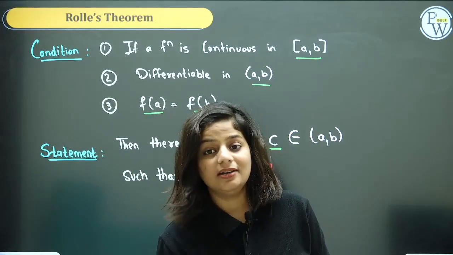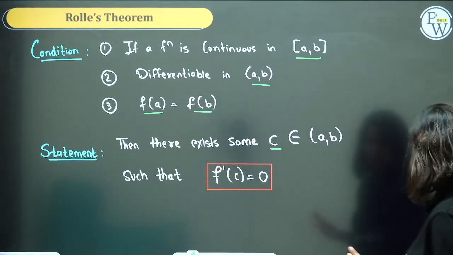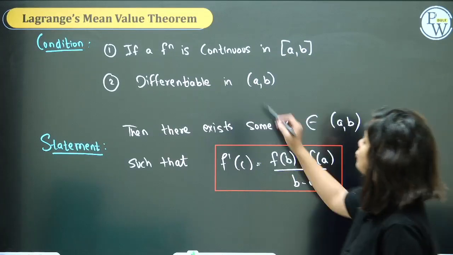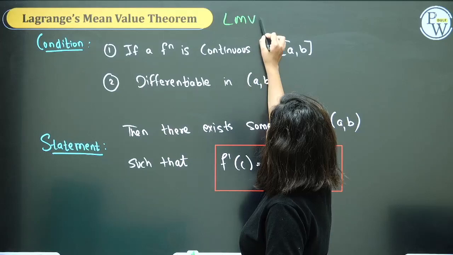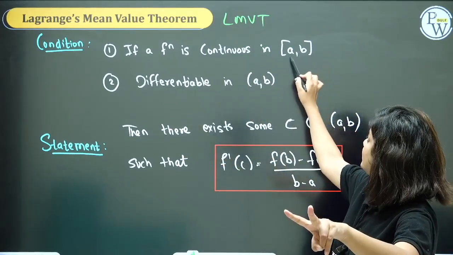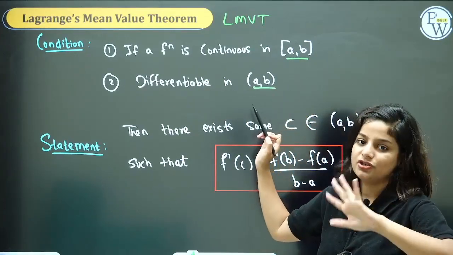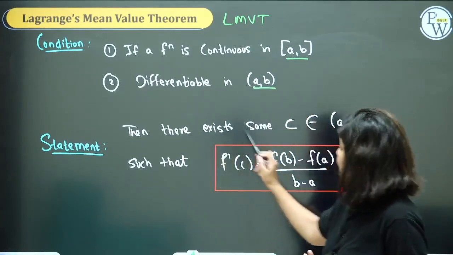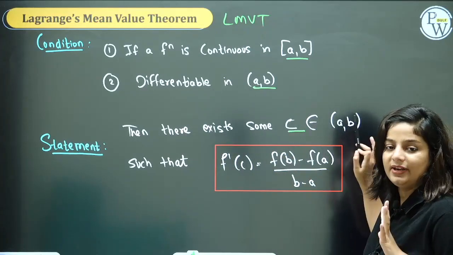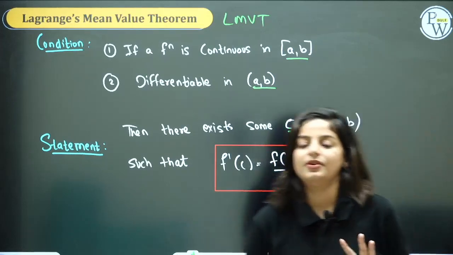Now, in order to understand or remember Rolle's theorem, first understand Lagrange's mean value theorem, LMVT in short. The first two conditions are the same. If it is continuous in closed interval a to b, differentiable in open interval a to b, the third condition is not there. Then there is some c in the interval a to b such that f dash of c is f of b minus f of a upon b minus a.